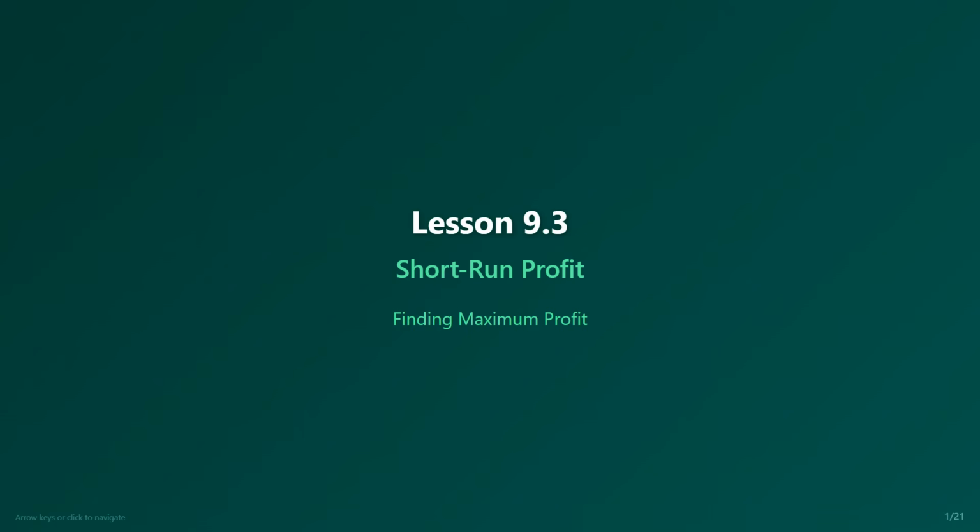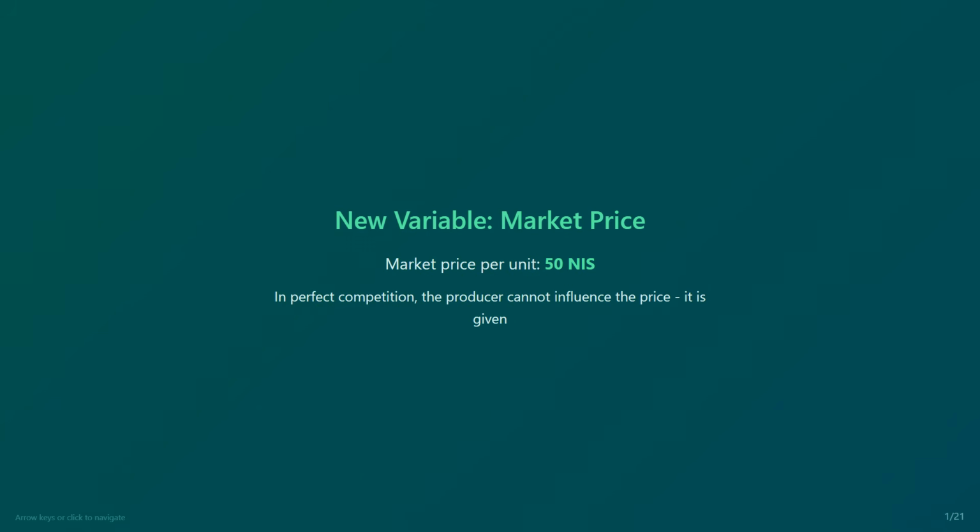We have a printing machine, a wage of 4,000 shekels per worker, and all the data on output, marginal costs, and average costs. Now, we'll add a new piece of information, the market price per unit of product. Let's assume the market price is 50 shekels per unit. In perfect competition, the market price is given, just like the wage. The producer cannot influence the price.